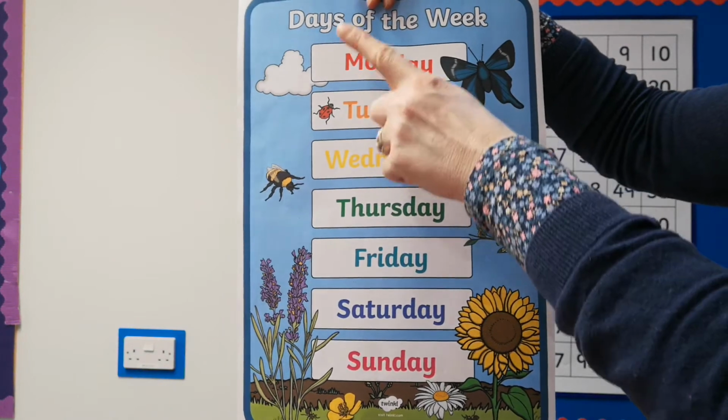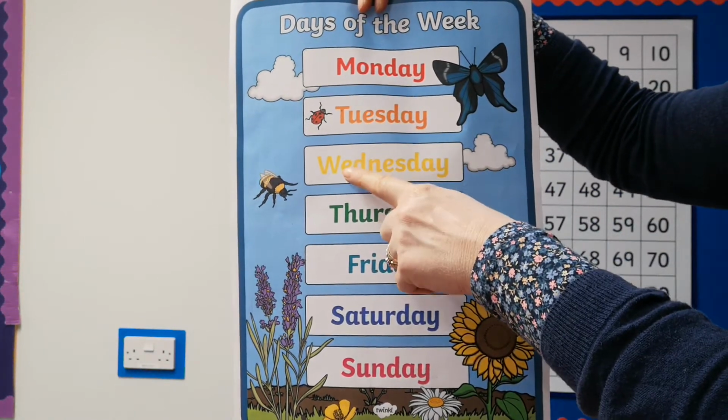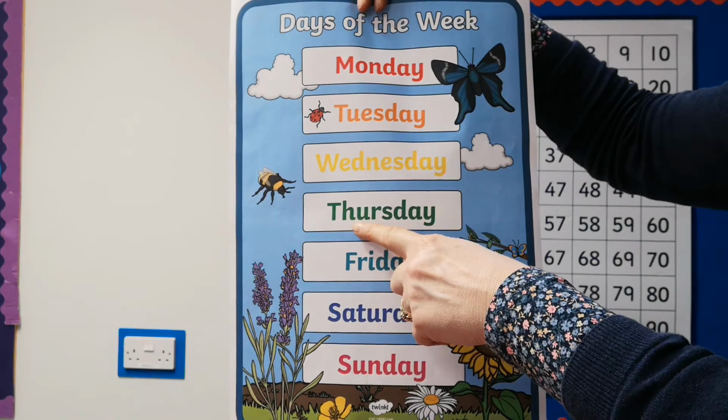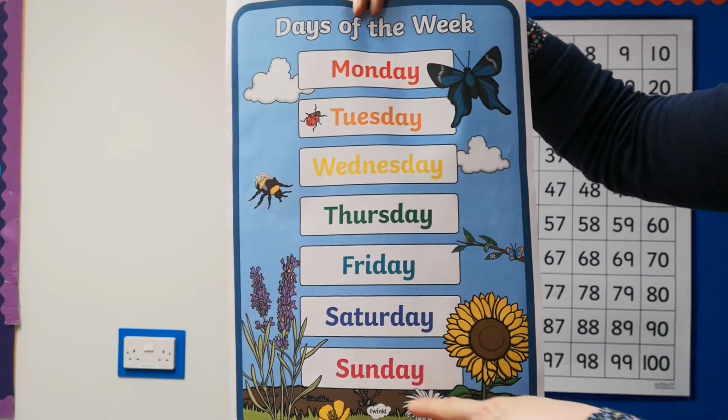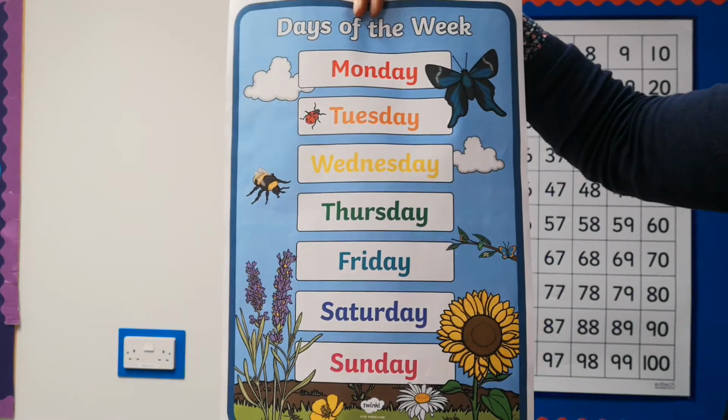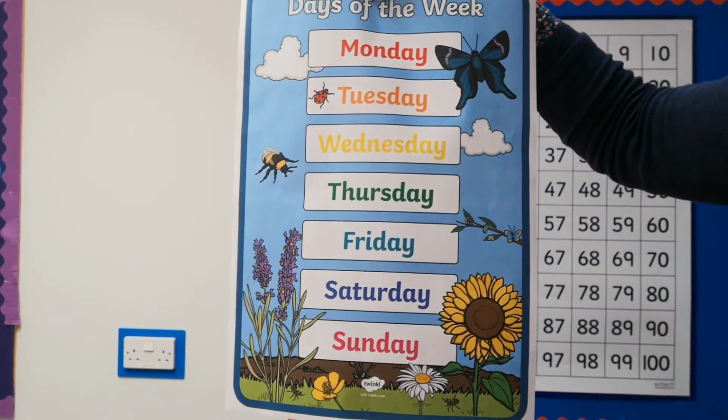There's Monday and there's Tuesday. There's Wednesday and there's Thursday. There's Friday and there's Saturday. And then there's Sunday. Days of the week. Clap, clap. Days of the week.